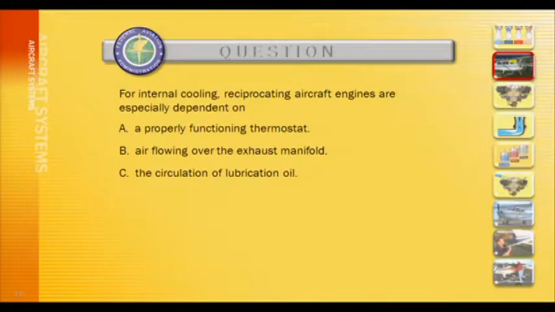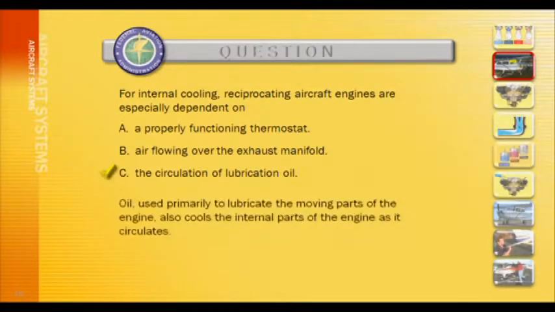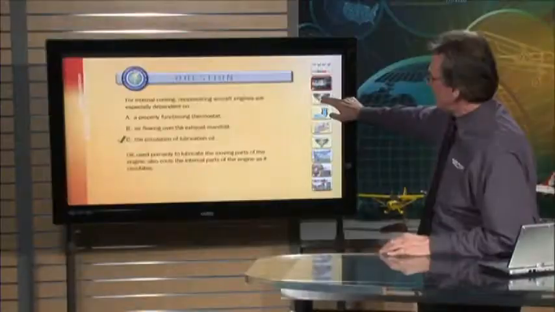Question: for internal cooling, reciprocating aircraft engines are especially dependent on C, the circulation of lubrication oil. Now, remember, oil used primarily to lubricate the moving parts of the engine also cools the internal parts of the engine as it circulates. Let's get back with our instructor right now for a new topic, fuel induction systems.